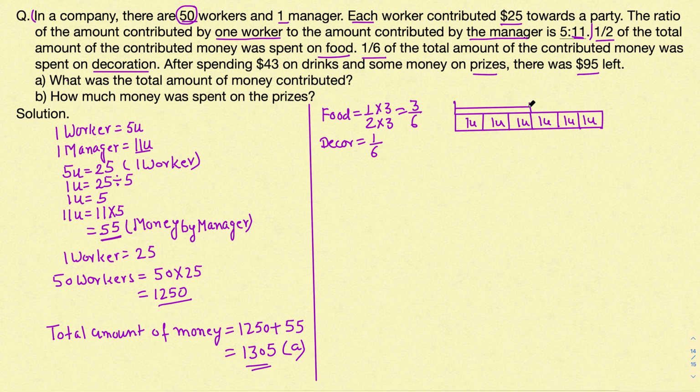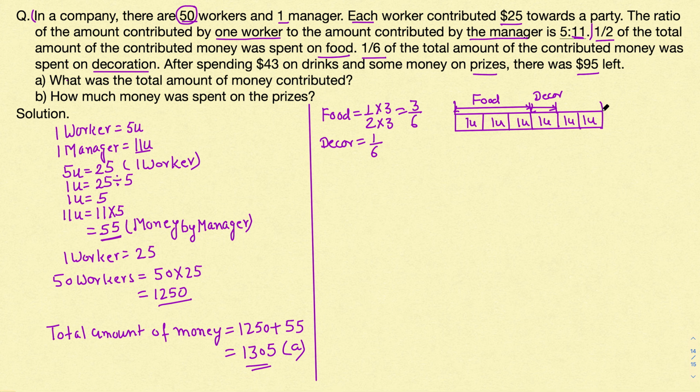So let's show it in our model. This is spent on food, and then this 1 unit is spent on decoration. So let's just label it as decor. Then how about these 2 units? What do you think?